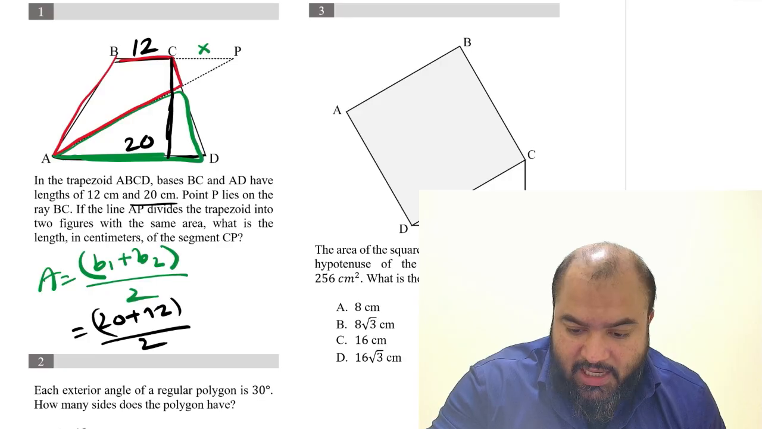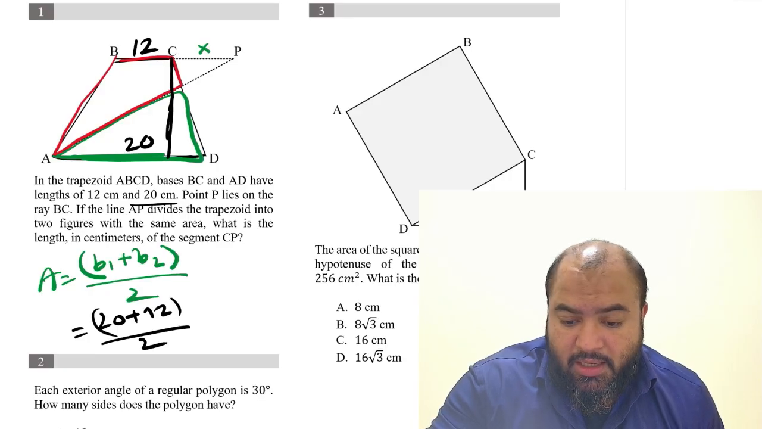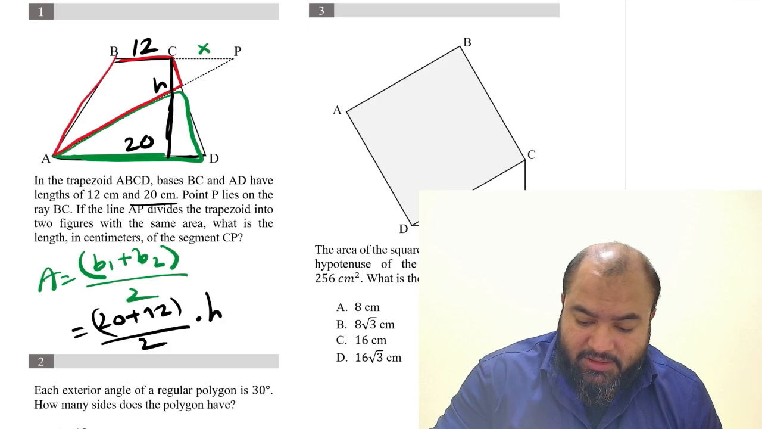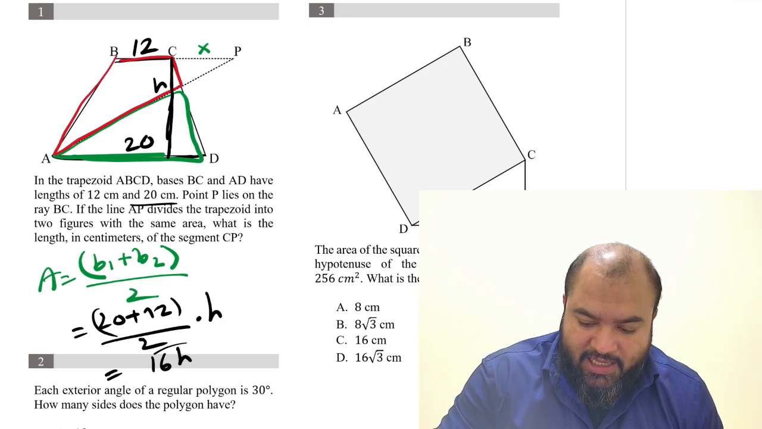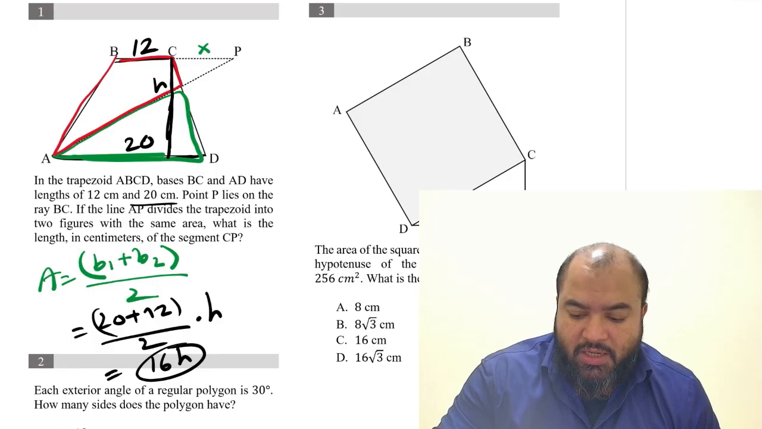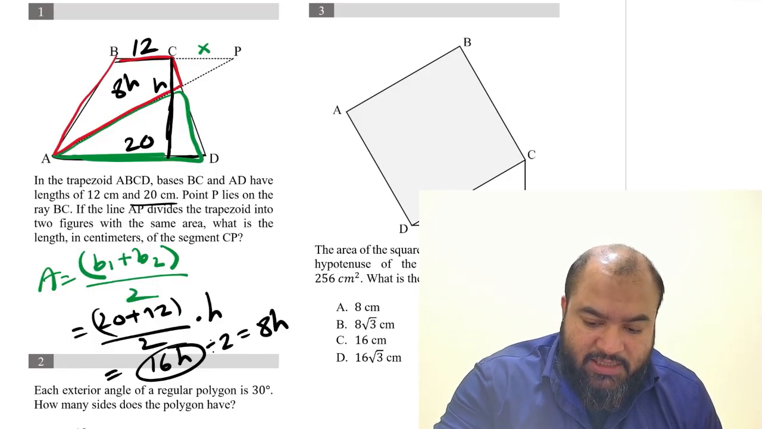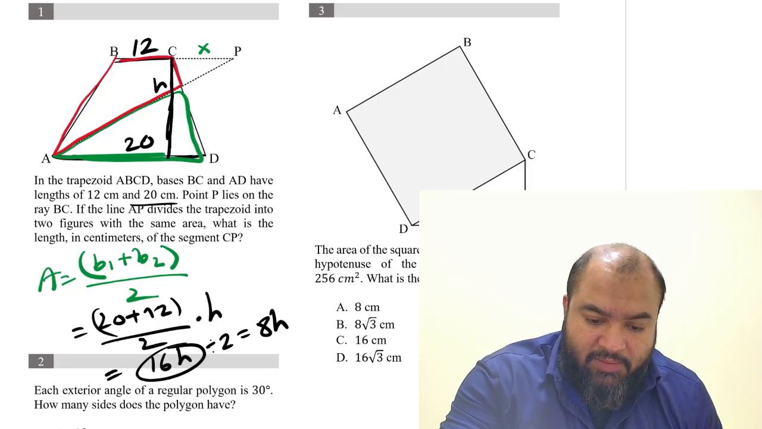I'm going to call this height anything, let's say H. So times it by H. So it's 20 plus 12, 32 divided by 2, 16H. That's the area of the trapezoid. If you divide it by 2, so 8H. So this part is 8H, the red trapezoid.